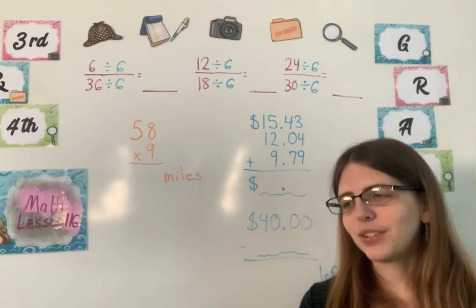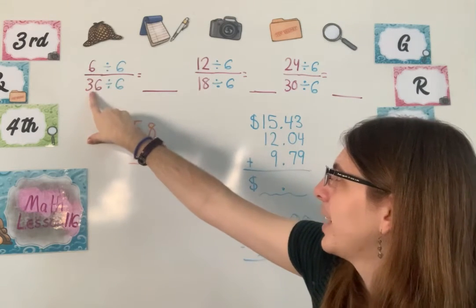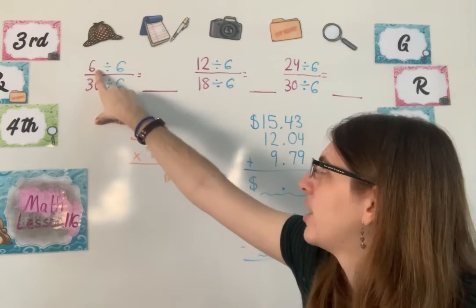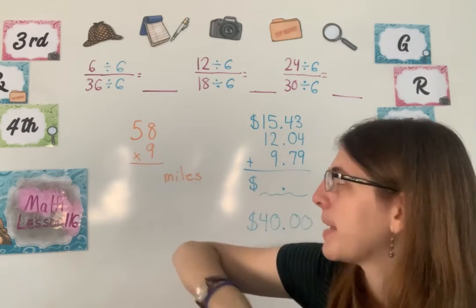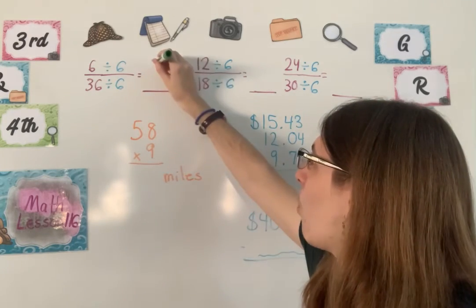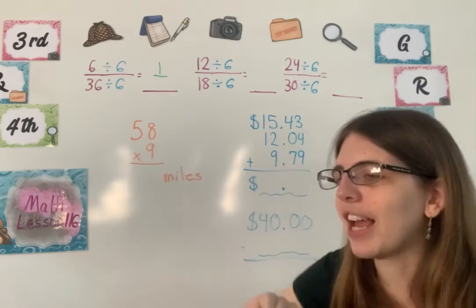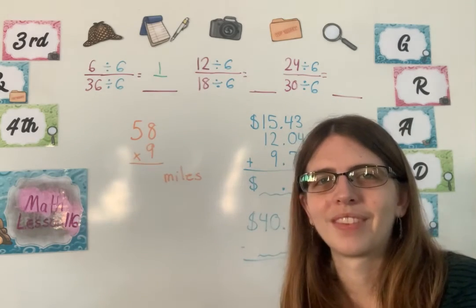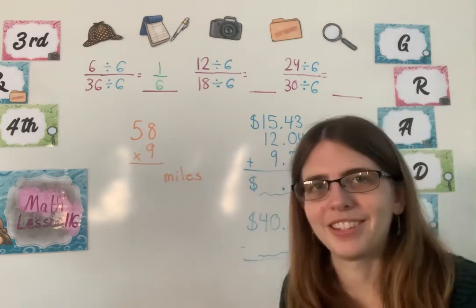So let's look at exercise 4, letter A. 6/36. So I'm going to divide the numerator, 6 divided by 6. What would my answer be? What is 6 divided by 6? 1, nicely done. Draw our fraction bar. What's 36 divided by 6? 6, very good. So 1/6 is my answer.